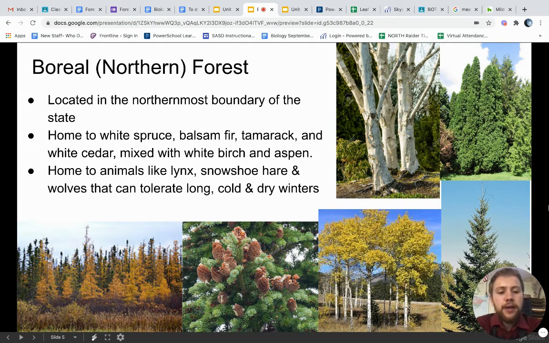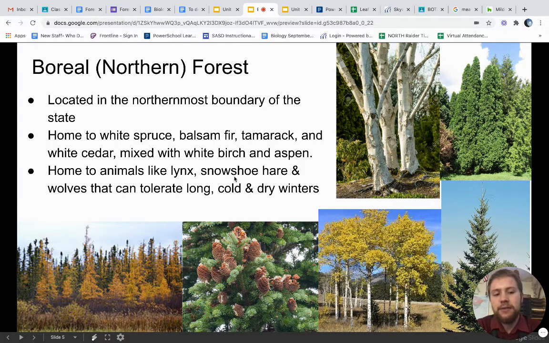Now, I know this is botany class, but I would be forgetting the animals if I didn't talk about them. It is home to animals like the lynx. The lynx is a large predatory cat that hunts snowshoe hare, which are large-footed hares that live in the snow. And they're pretty cool looking if you've never seen them.